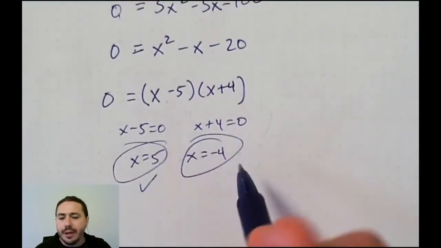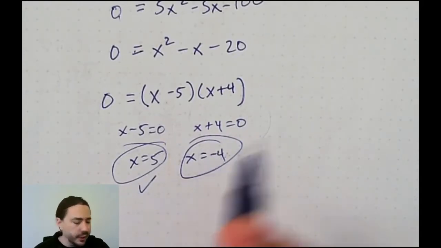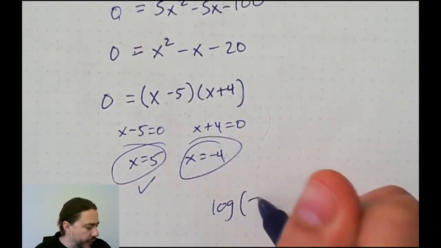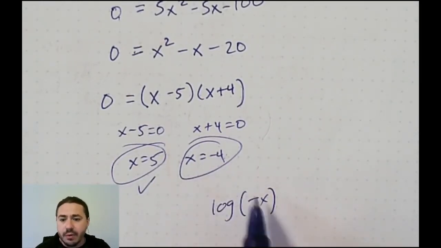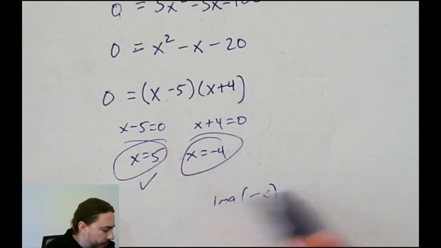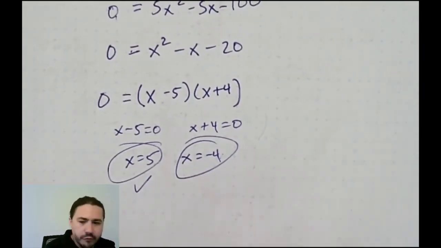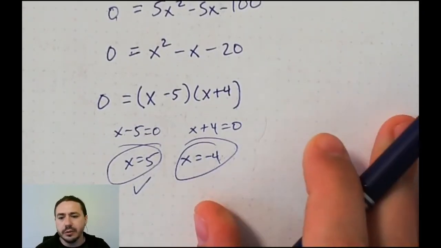Negative 4. Now, this should kind of give you cause for concern, the fact that it's negative, although not necessarily. Like if I have something like log of negative x and my solution is negative 4, that's not going to cause any problems, right? Because negative 4 would be positive 4. So we don't have that in this problem, but just a word of warning that just because your solution is negative does not necessarily mean it's going to be a bad solution.